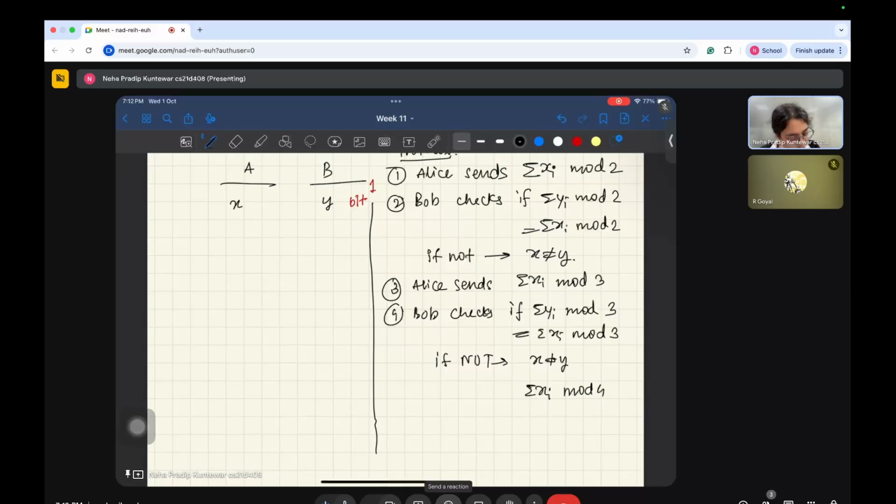In the worst case this will take n bits, because you'll do mod 2, mod 3, mod 4, all the way up to mod n.